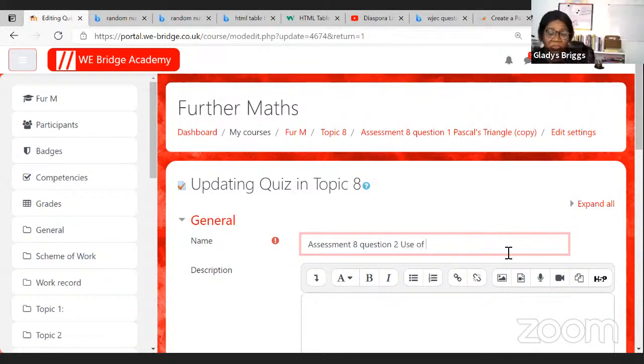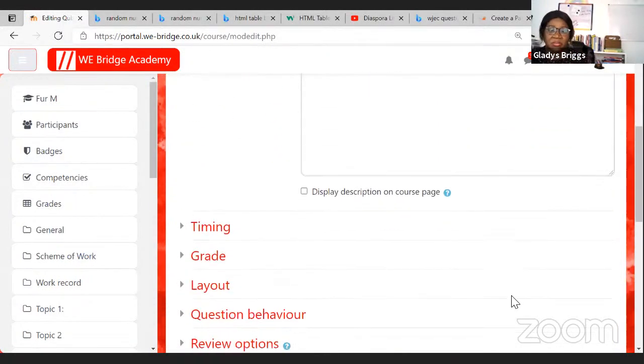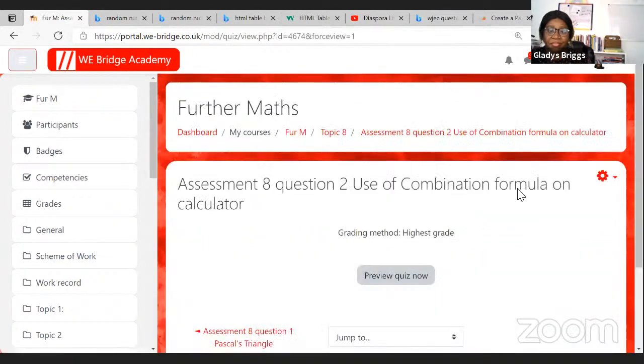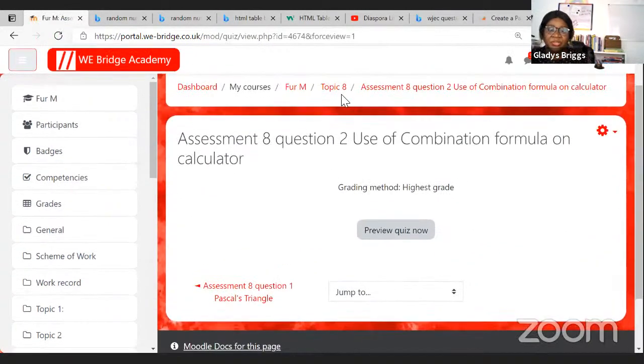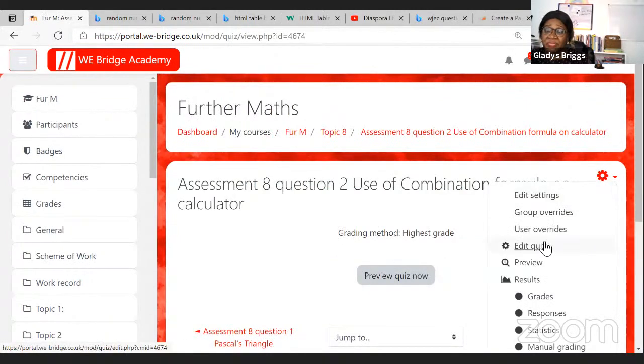Use of combination formula calculator. Okay, here goes my question. So that's fine. Now I'm going to change the question to... I'm doing it in front of you guys.